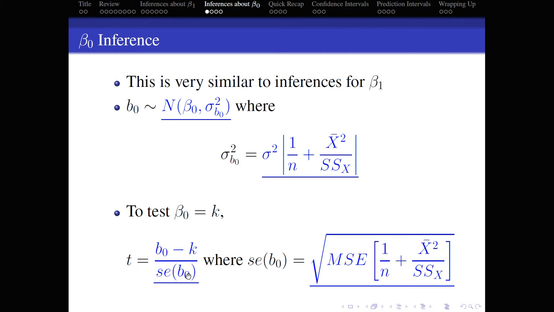Now we're doing the standard error of b0, and the standard error of b0 is just the square root of the variance of b0. So it's the square root of MSE, remember that's the estimate for sigma squared, times 1 over n plus x bar squared divided by sum of squares of x. So you can see I didn't mess up, it's not supposed to be absolute value, just put parentheses or brackets around it. So that's our standard error of b0.